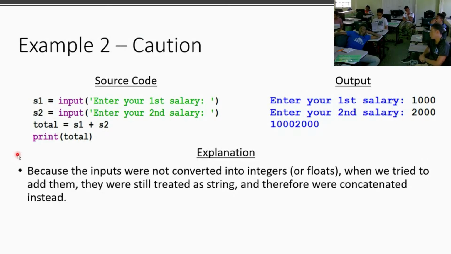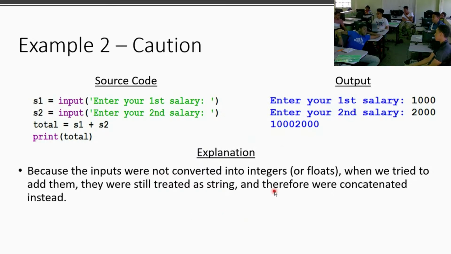Wait, look at my code. You said that would be like 1,000,000. Yes, 1 million and something, because there's an error in my code. I really want to input integers, and then S1 plus S2 gives me 3,000, instead of just adding the strings together. So you have to put the integer for the input: int, open bracket, input, and so on, close bracket.